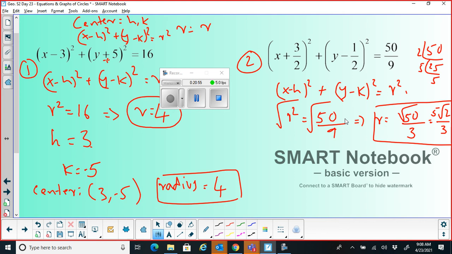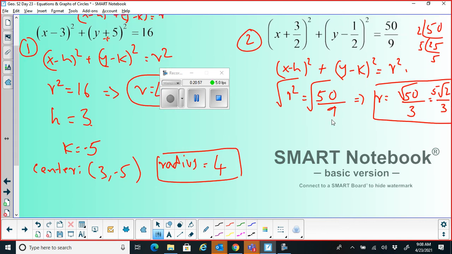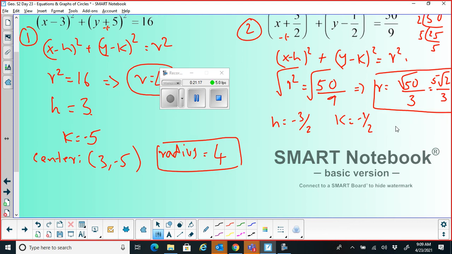Coming to the center of this particular circle, whenever we have plus we have to write negative of negative, because the formula is x minus h. So h is negative 3 over 2, and in place of k I already have minus half. So the center is negative 3 over 2 comma negative half.